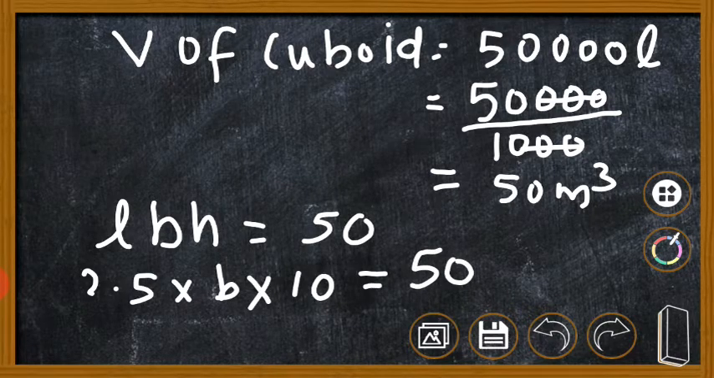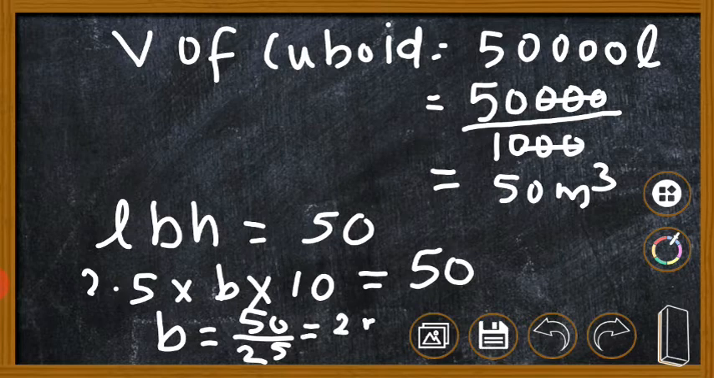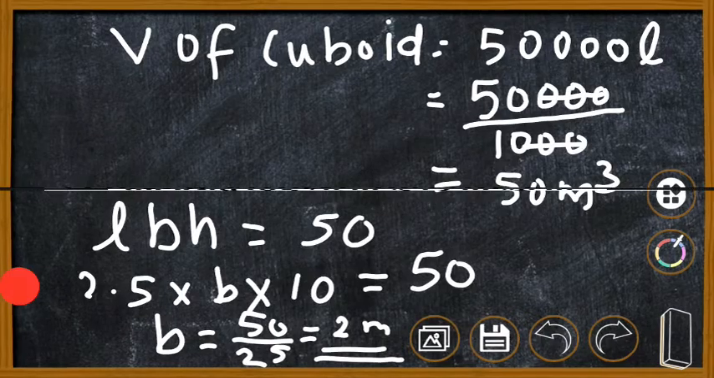Now what is 2.5 into 10? 2.5 into 10, you will get 25. So breadth is equal to 50 by 25. 50 by 25, so what is the answer? 50 by 25 is equal to 2 meter. So the breadth of this cuboidal tank is equal to 2 meter.